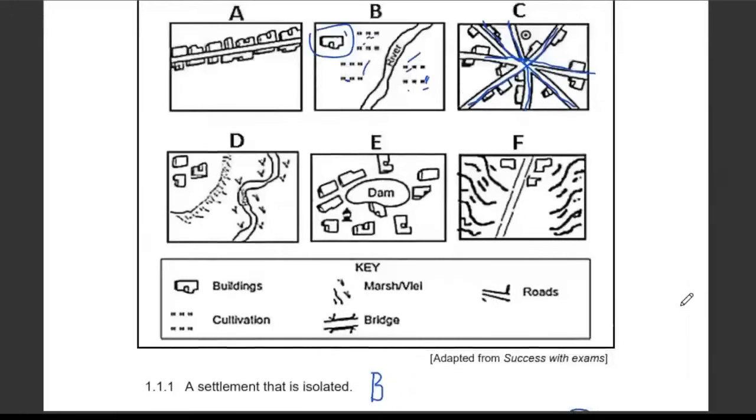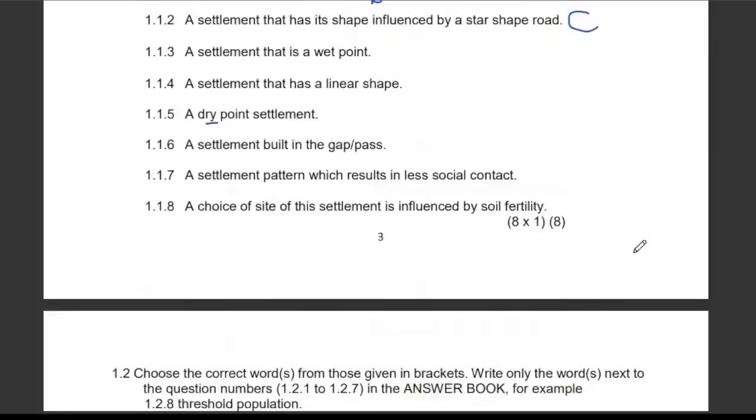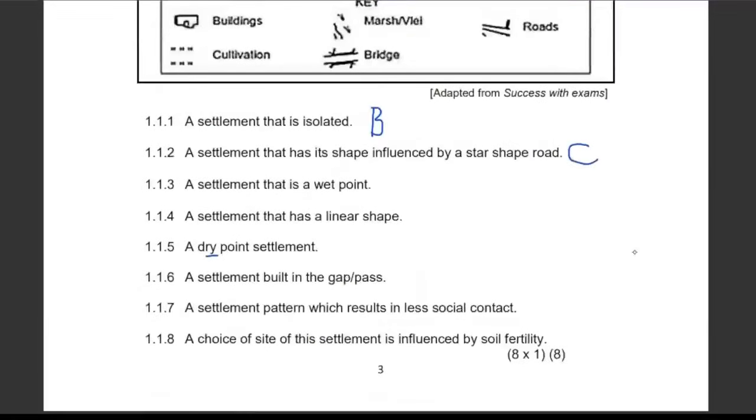Right, if we check settlement number E, there is a dam here and the buildings are surrounding the dam. So it means automatically these buildings are situated around the dam for the need to access water from the dam. So item E qualifies to be the correct response for question 1.13.